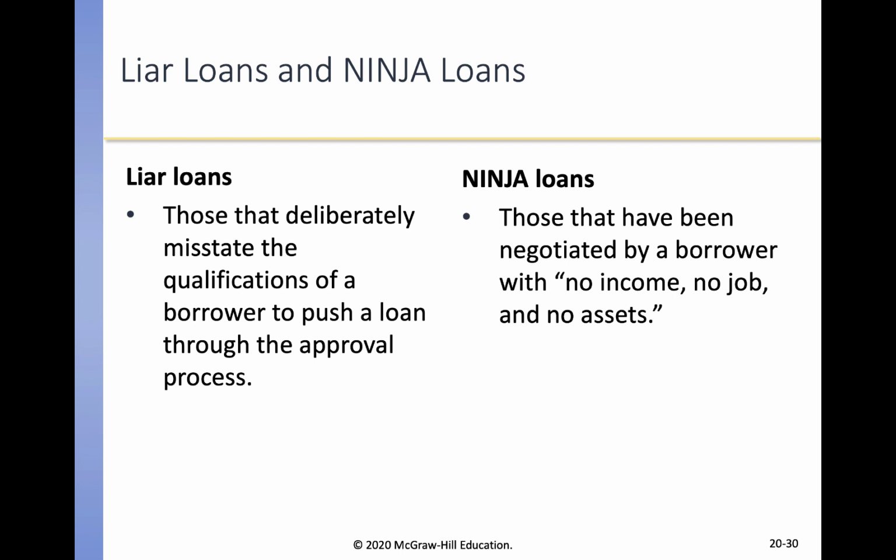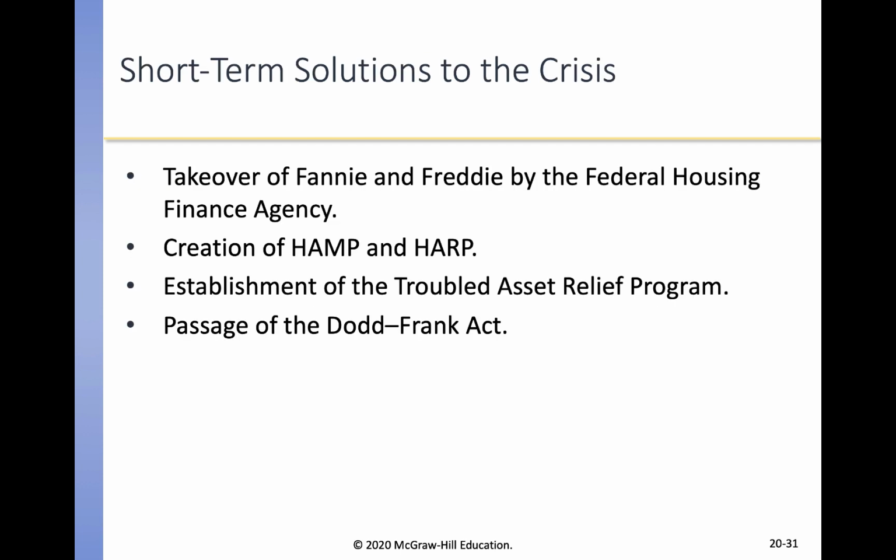Liar loans are loans that deliberately misstated the qualifications of a borrower to push a loan through the approval process, again, so the bank could just sell that loan off to someone else. And then ninja loans were also made, and those were loans that were made to a borrower with no income, no job, and no assets. All right, so this was a recipe for disaster, right? A lot of the loans went into default.